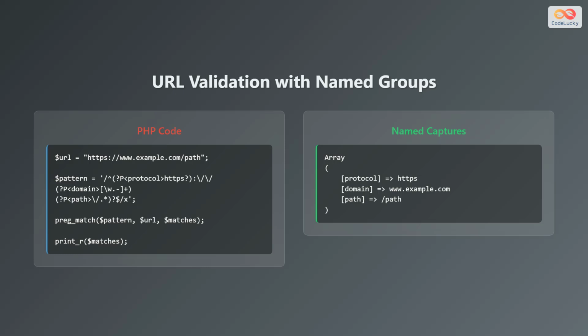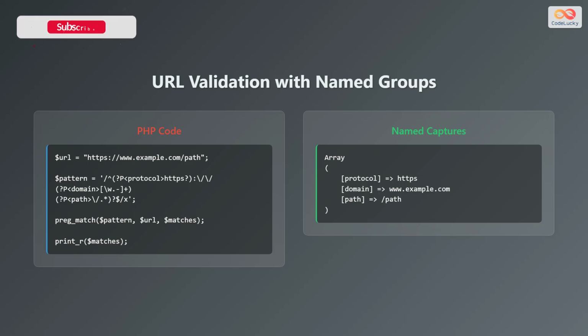Let's put these advanced regex patterns to work with an example of URL validation using named groups. On the left, we have the PHP code. We start with a sample URL, such as https://www.example.com/path. The regular expression pattern uses named groups to capture different parts of the URL.